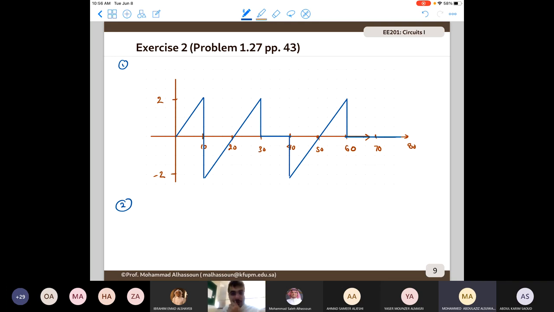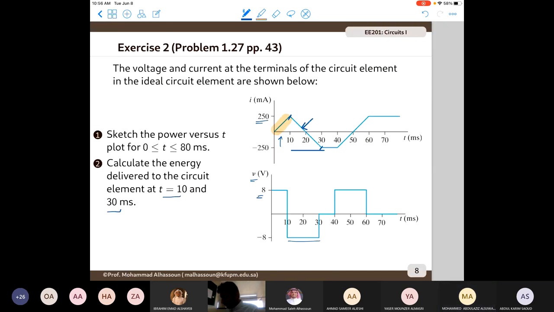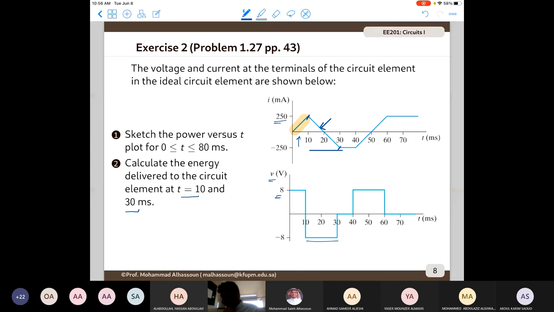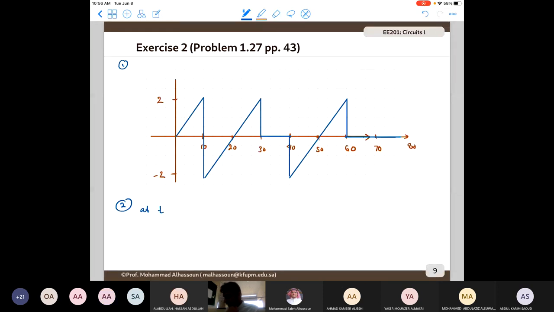Yes, Mohamed. I think the area under the curve from 10 to 30. Yes, it's the area under the curve from 0 to 10, because first we asked to find it at t equals 2 milliseconds, then at t equals 30 milliseconds. The area will be 1/2 times 10 multiplied by 2, which is 10 Joules.